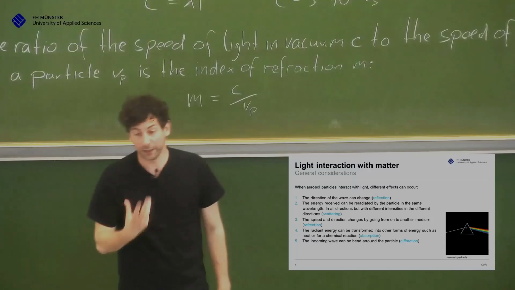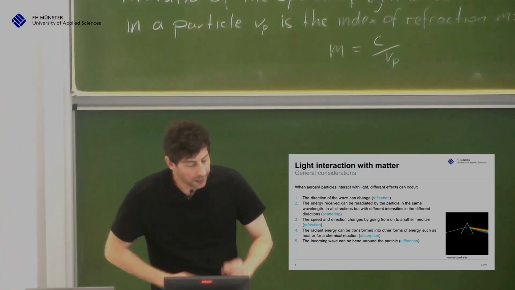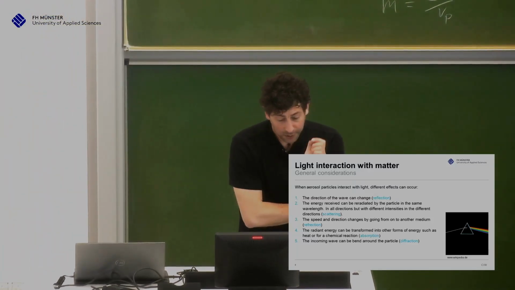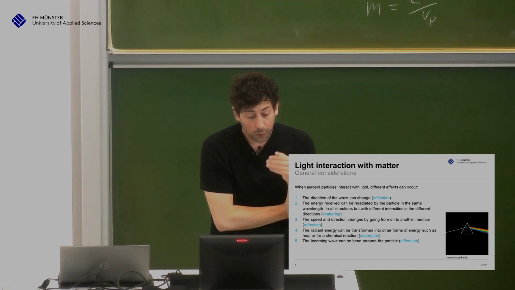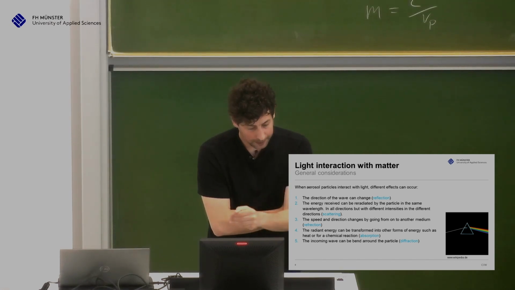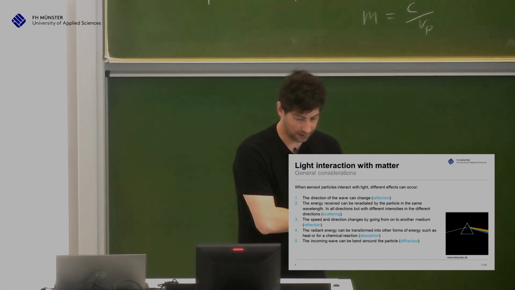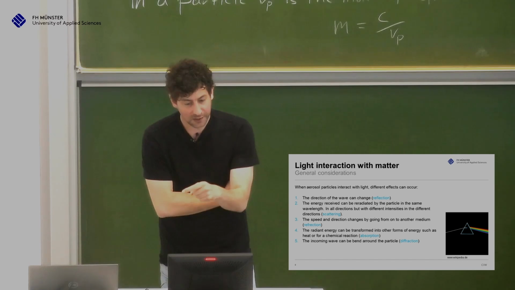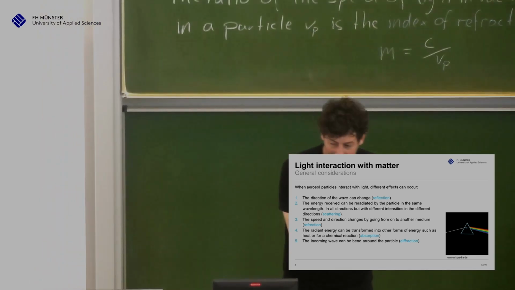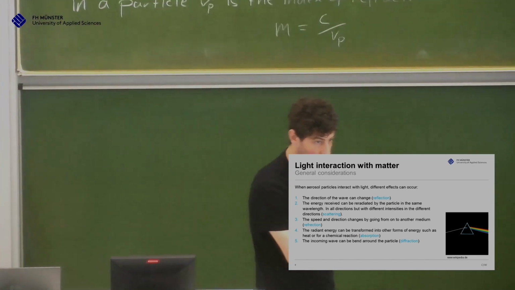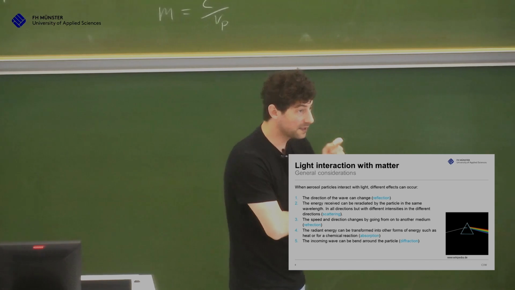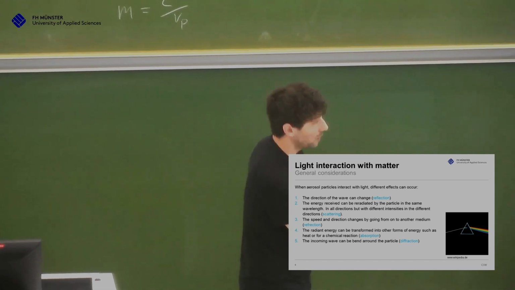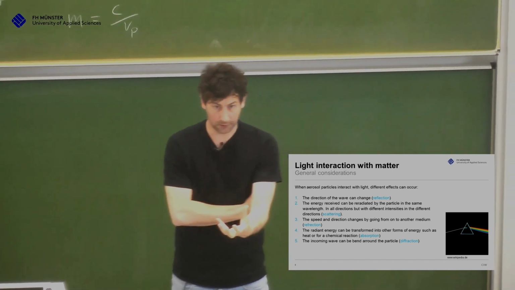This is reflection. And then we have the energy received can be re-radiated by the particle in the same wavelength in all directions, but with different intensities in different directions. And this is something else than reflection, and this is scattering of light.